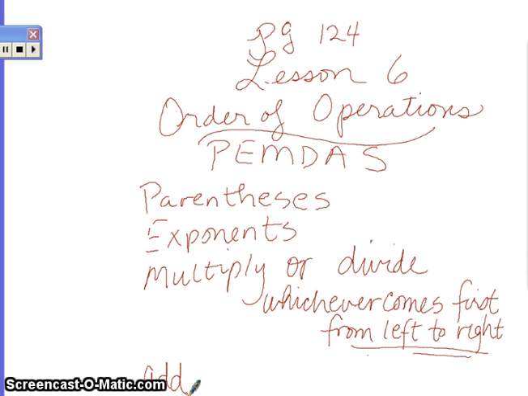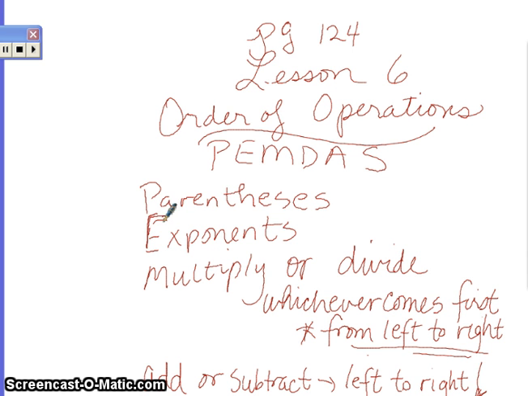And then next on the list of PEMDAS is to add or subtract. Same thing, whichever comes first from left to right. So if in the problem subtraction comes first, left to right, then we would subtract first, and I'll show you exactly how to do that. Okay, so let's review a little bit here. We have parentheses, exponents, multiply or divide, whichever comes first from left to right, very important part, add or subtract, and that is also left to right.